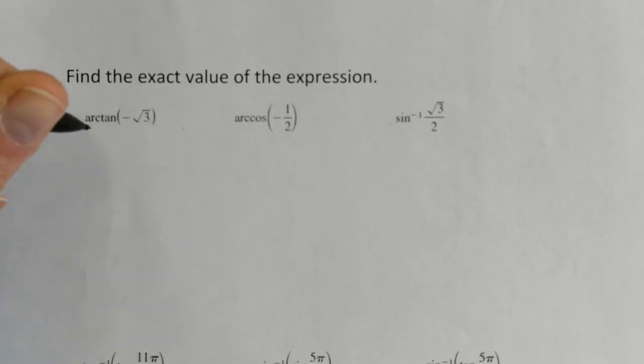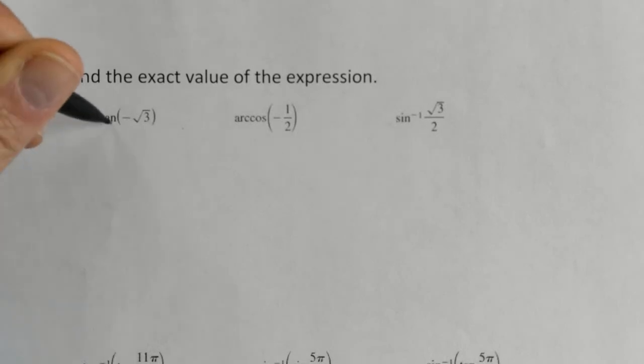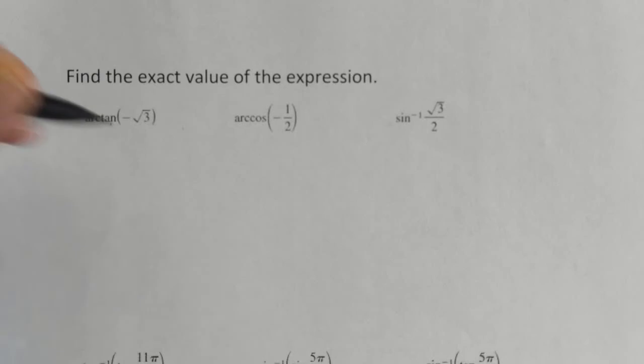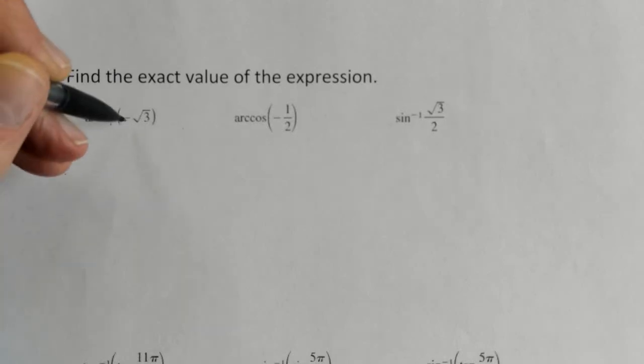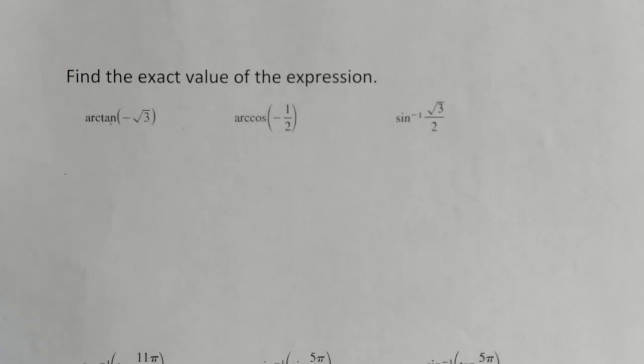Now, let's think about that in reverse. Remember, arctangent is the inverse function for tangent, so it undoes tangent. So thinking about it in those terms, when it asks you for an exact value, you want to think about it like this: the tangent of what angle gives me negative square root of 3? That's what we want to think about.